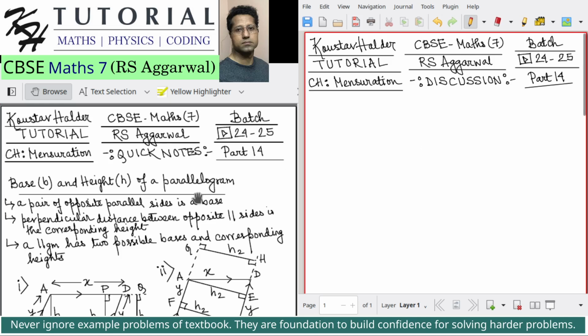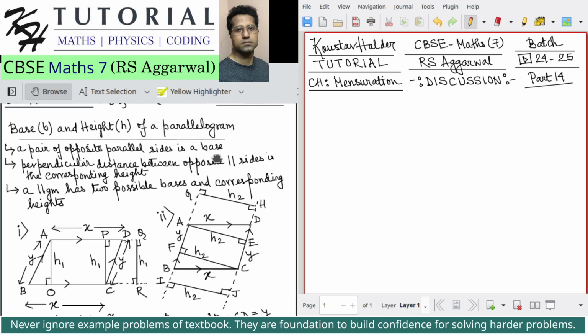Now, as you can see on the left hand side, I have 2 diagrams, diagram 1 and diagram 2, where the parallelogram ABCD is the same, but I have explained the base and height in a different way. Let's draw the parallelogram. Let's say I have this parallelogram. Please note that my figure will not be exact, it will be very approximate. So ABCD is the parallelogram.